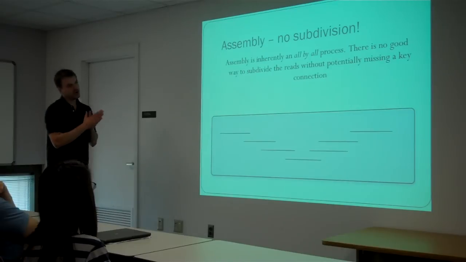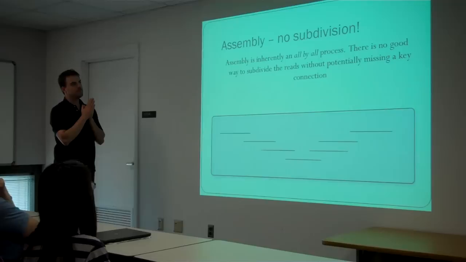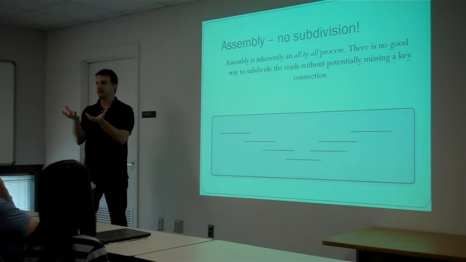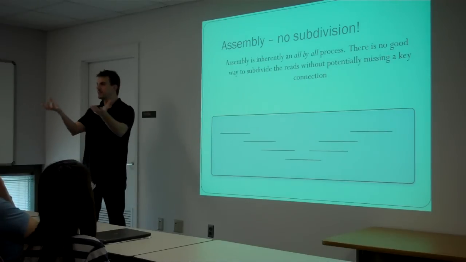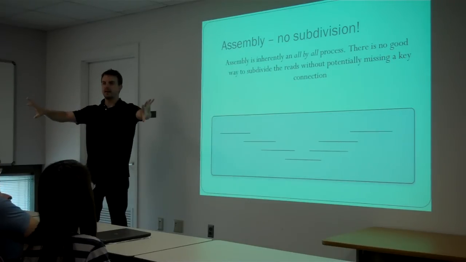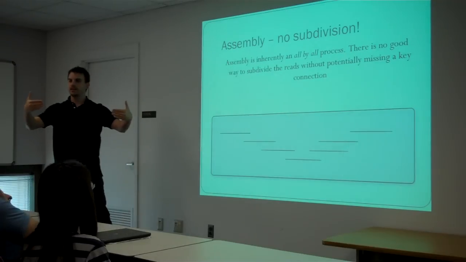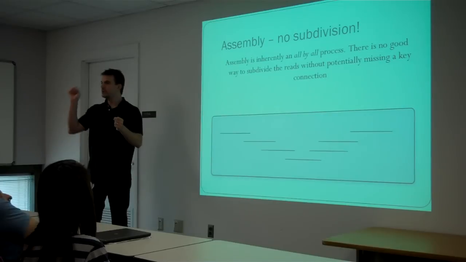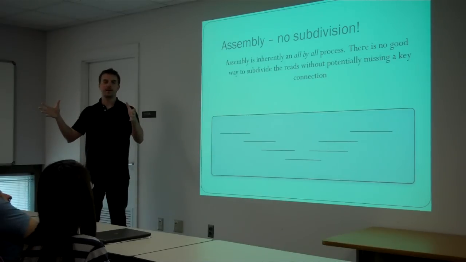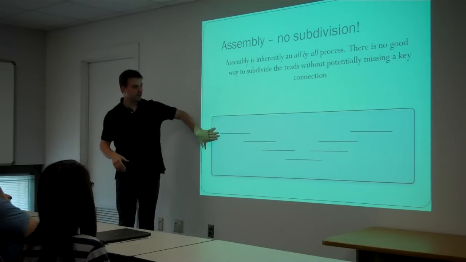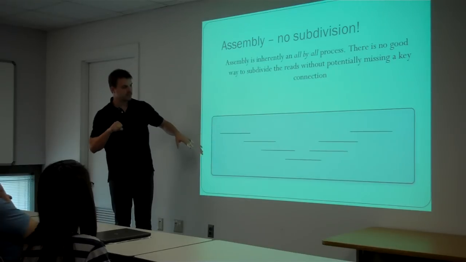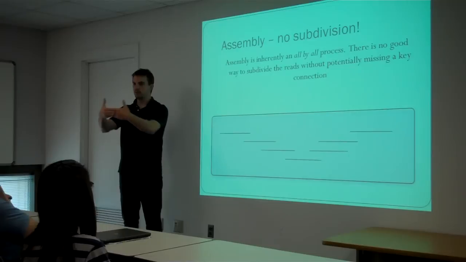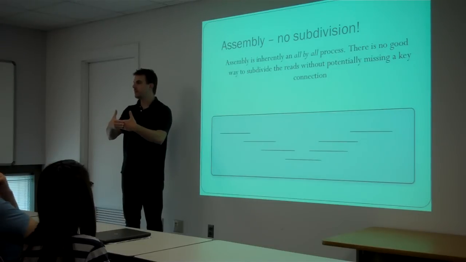So, why is this a hard problem? Well, assembly is inherently an all-by-all process. You cannot take the data, these sequence reads, these sentence fragments, and subdivide them, and do a complete job of putting them back together. There's no structure to them a priori. All you know is they've been chosen randomly from a text of some unknown size. So if you take the fragments you have and you sub-select from them, you may be taking out key connections between the fragments that will be required to let you put them together properly.